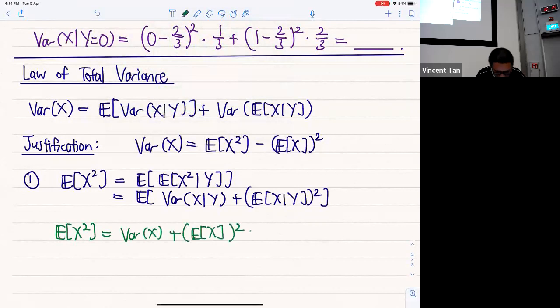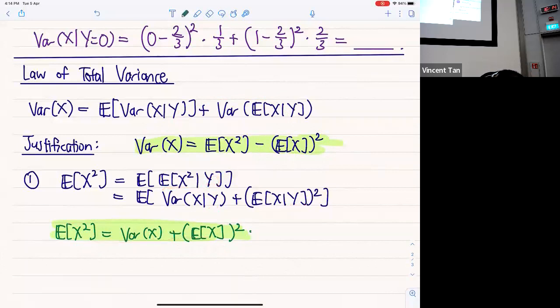Where does this come from? Did I pluck this from the sky? This one here? No, we didn't pluck this from the sky. We basically subtracted, or do we add? All right, we added the first moment quantity squared on both sides. You move this over to this side, then you will get this. So now we basically condition on Y throughout here, and we basically apply this green formula.